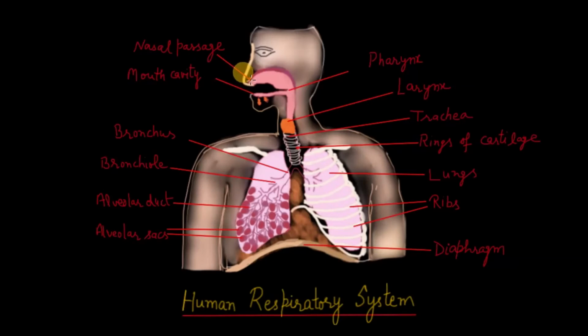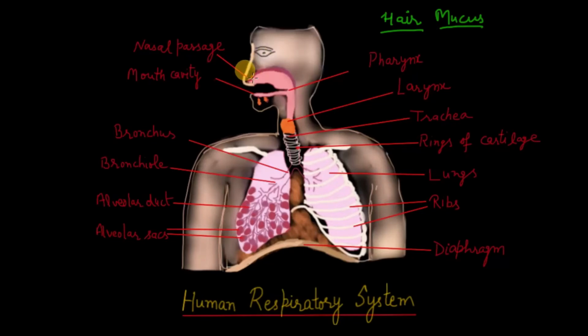The nasal passage receives the air, and it has small hair inside it. Several hair are present which filter the incoming air. Along with that, the nasal passage is lined with mucus, a sticky covering over the nasal passage. Whatever microbes or pathogens enter with the incoming air stick to the mucus. So comparatively cleaner air moves inside.